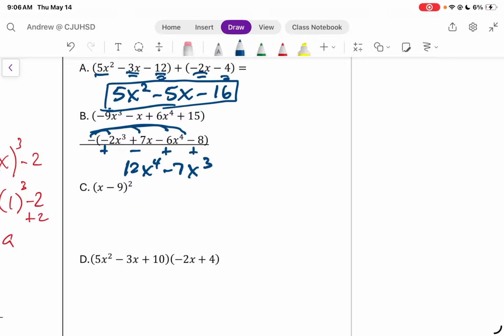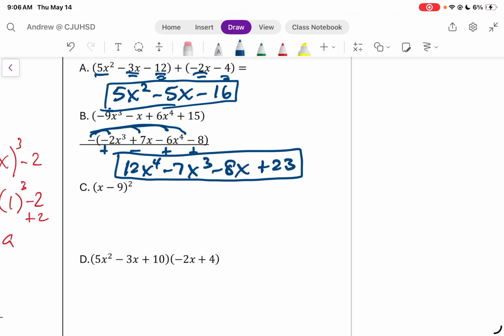I don't see any x squares. For x's, on top I see negative x. On bottom I see negative 7x for a negative 8x total. And for the numbers, 15 plus 8, 23. And there you go.